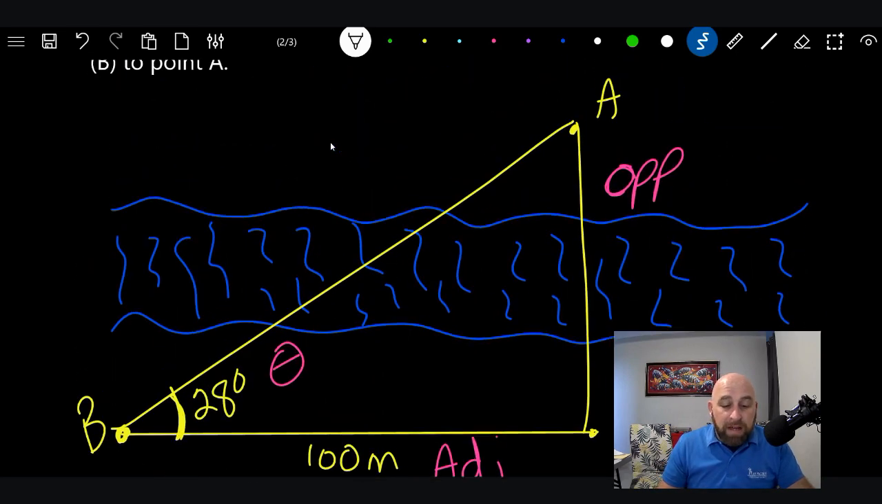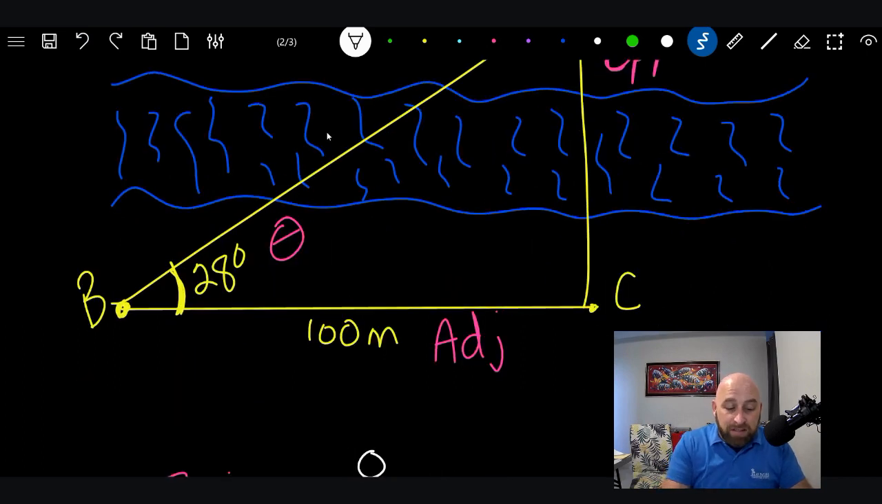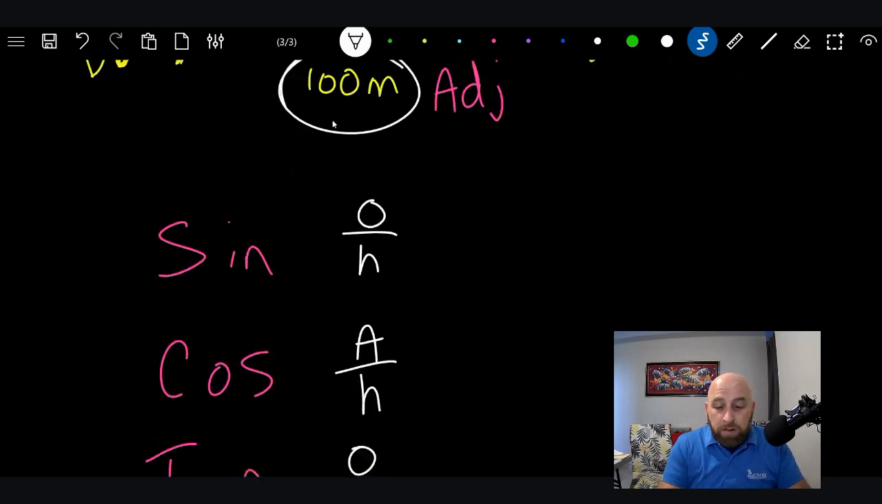Do we have the hypotenuse? No, it's not. There's nothing up here. We don't know the hypotenuse. Do we need to know the hypotenuse? No. Okay. Do we have the adjacent? Yes, we do. It's 100 meters. So we have the adjacent equals 100 meters.